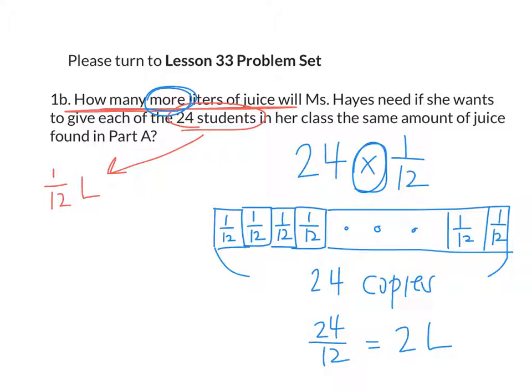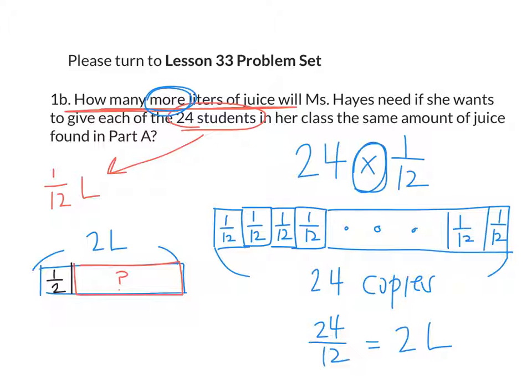How much does she already have? 1/2. If 2 liters is what she needs altogether, how much does she already have? She already has 1/2 of a liter. This is, over here, how much more she needs. So, how can we find out? What math expression can we do?